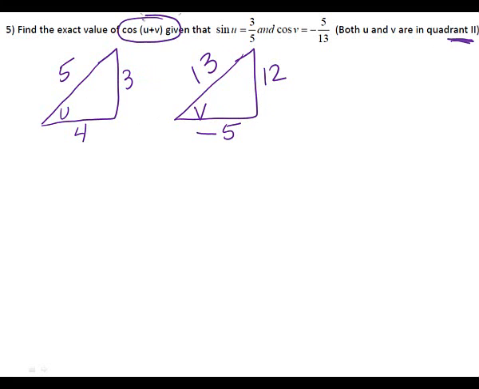Alright, I am looking at the cosine. This is a sum and difference problem because I have the adding on the inside. If it's going to be product to sum or sum to product, it's probably going to state that in the problem. Okay? So, what is my cosine pattern? Cosine, cosine, sine, sine.